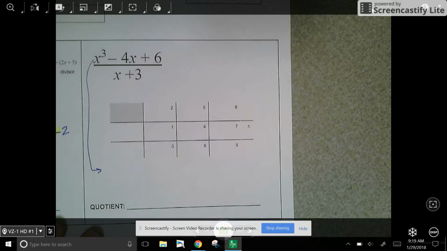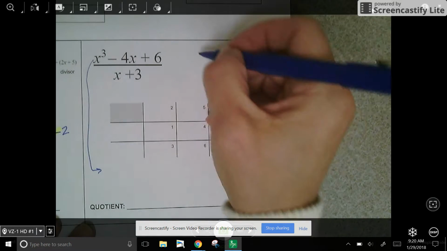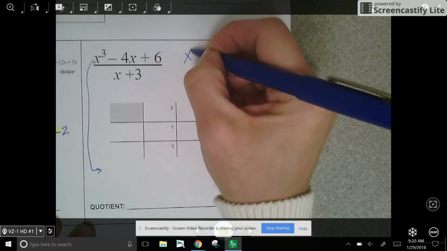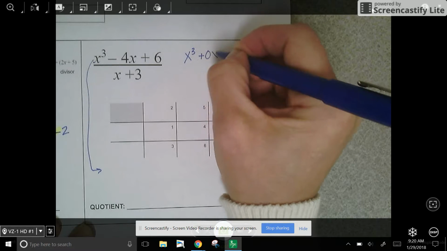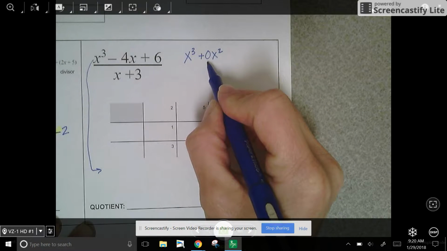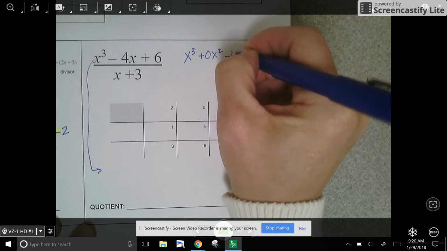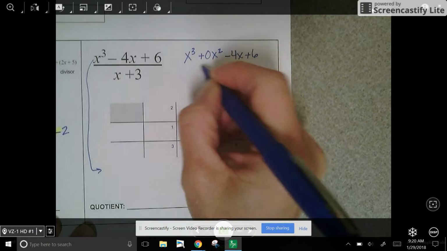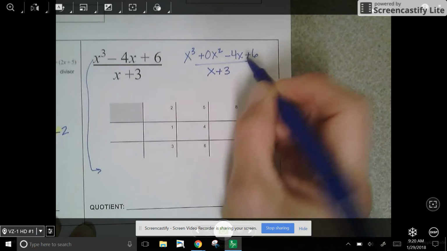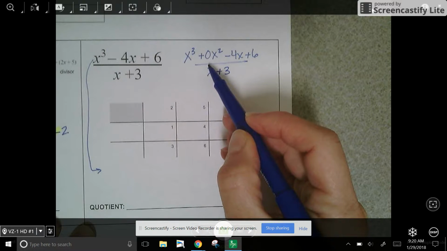What I want you to notice about our dividend is it goes from x cubed to just x. There's no x squared. So in this case, we're going to have to put a placeholder in for x squared. What that will look like is x cubed plus 0x squared, because 0 means none, there are no x squareds, minus 4x plus 6 divided by x plus 3. Once I set up the box, you're going to see why we need this 0 as a placeholder.